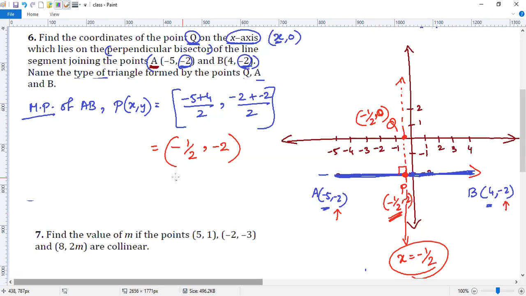Clear? So in the explanation, you have to write it. How will you write that? Midpoint P is a point on the perpendicular bisector, and AB is parallel to the x-axis and therefore the perpendicular bisector will be parallel to the y-axis and it will have its line equation as x is equal to minus half, and the point where it cuts the x-axis will be minus half comma 0. Getting it? So the point Q is minus half comma 0. This you have to write as a statement as I have explained to you. Clear?